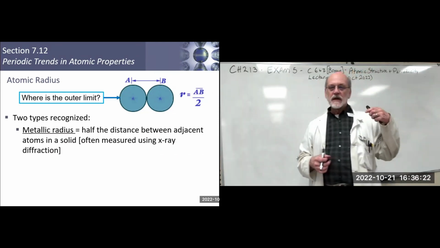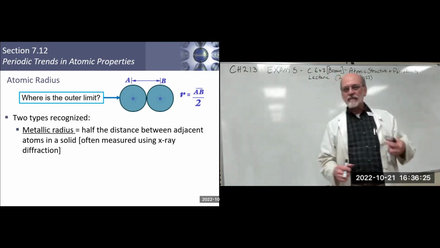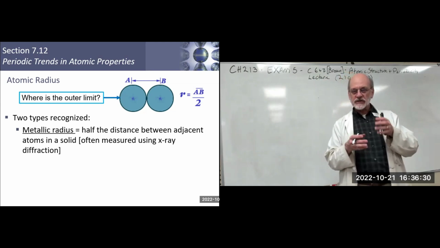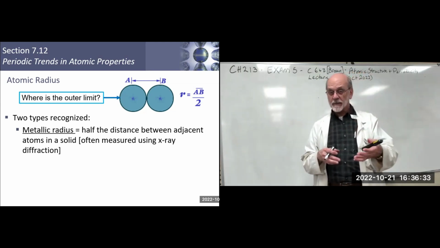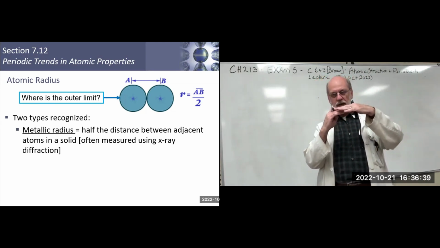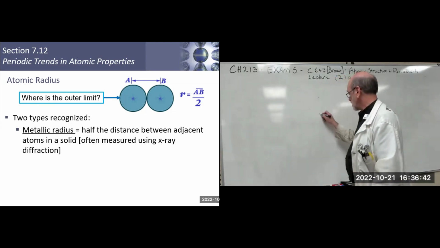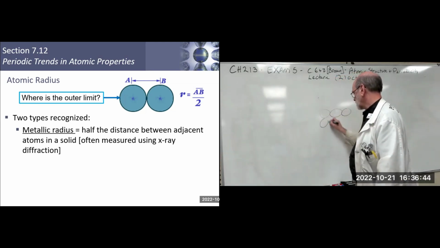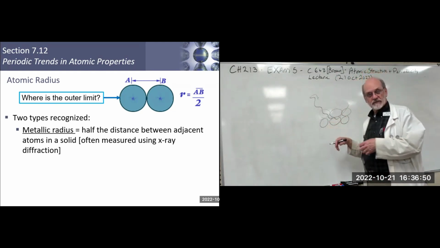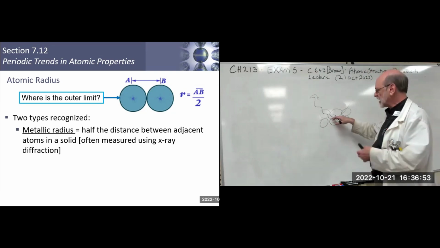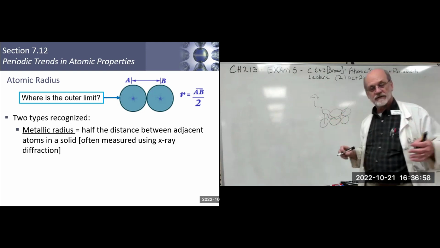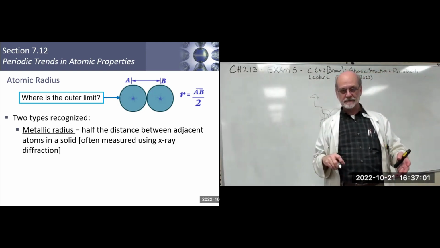Two types. For metals, we can have pure metal in a crystalline structure, and we can determine by X-ray diffraction primarily what is the distance between the layers. So if the layers are on top of each other, like this, and X-ray diffraction comes in here and tells us, we'll get to that in the second semester, the distance between these two, then we can take that distance and cut it in half. And that's the metallic radius.